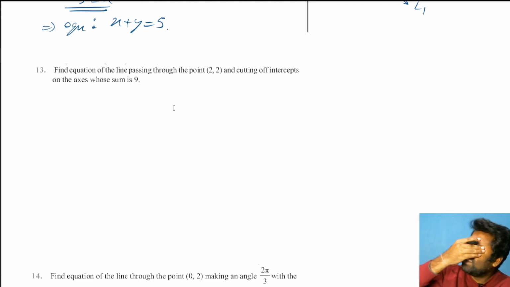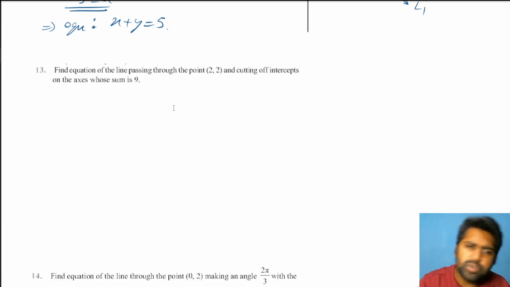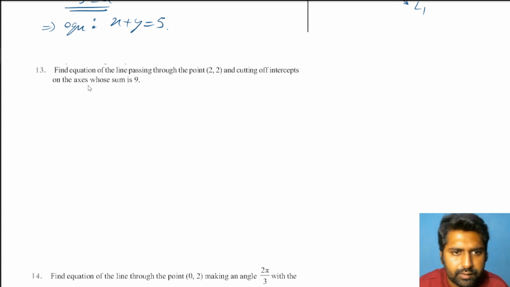But from an application point of view, if only you can understand this first form, that was the slope-point form, that's it. Application is mostly about that, mostly. Anyways, let's focus on this now.